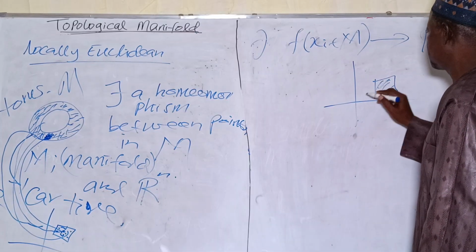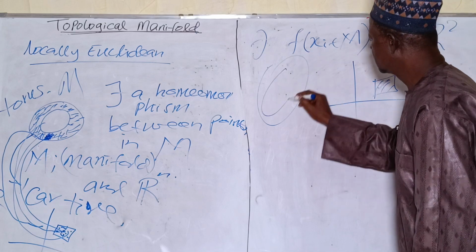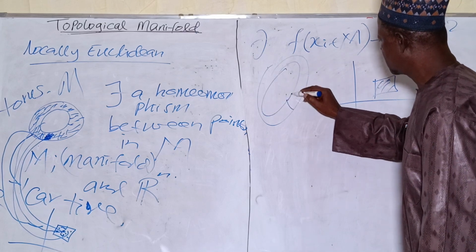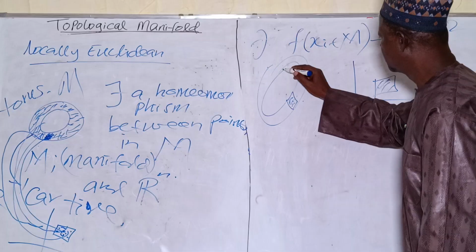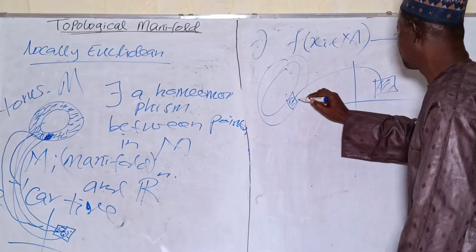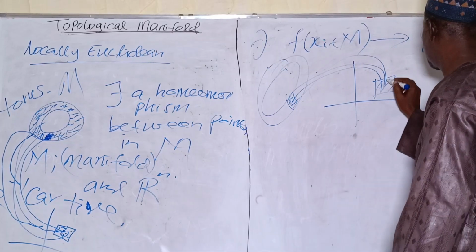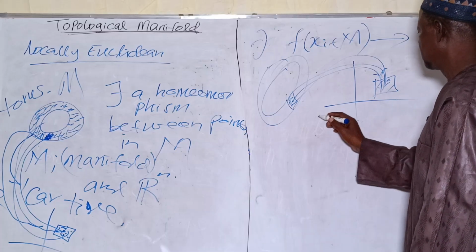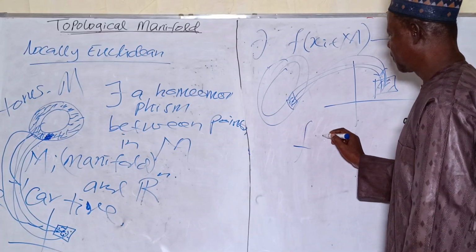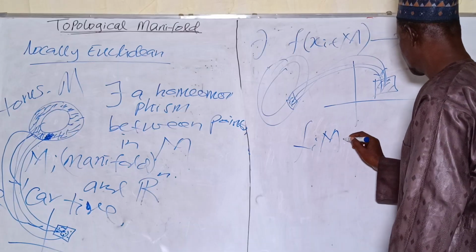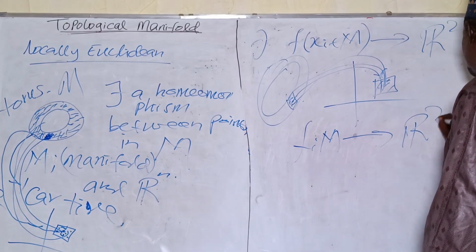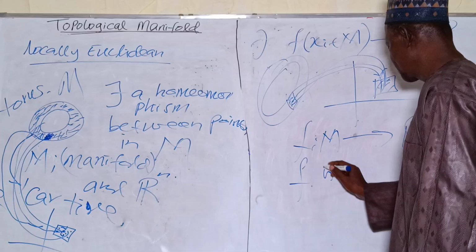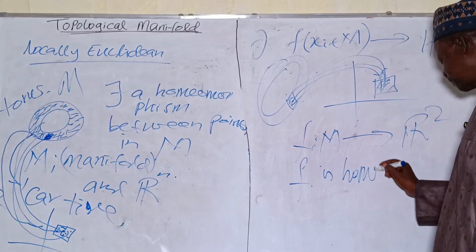By the time these points are mapped like that, they will appear in R2 as a flat surface. Meanwhile, these points, which I have said are actually on a torus, when you map them, will appear on a flat surface. So that's what we mean, that there is a map from M to R2, and this map F is homeomorphic.